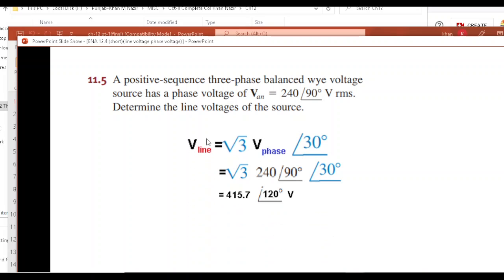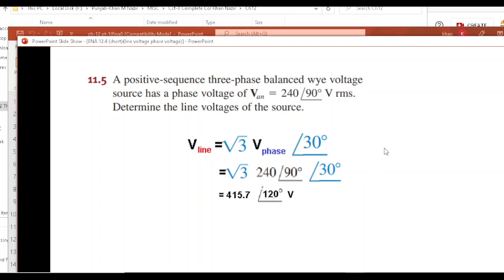Okay, now this is the example. Let's solve this. A positive sequence three-phase balanced Y voltage source has a phase voltage of 240 angle 90. So V phase is 240 angle 90. And we have to determine the line voltages, that means all three line voltages. First of all, let's put in the equation: V line is root 3 V phase. V phase is 240 at 90. Multiplying, we get this magnitude, and adding the angles, we get 120. So this is V line.